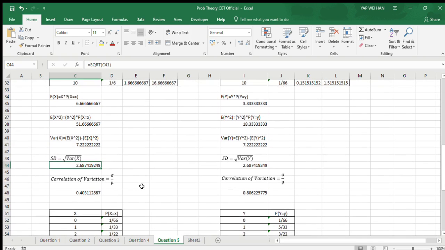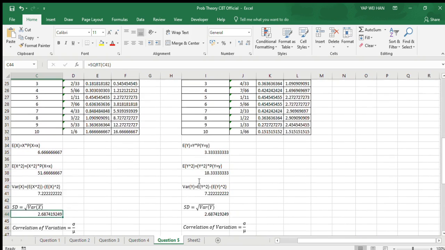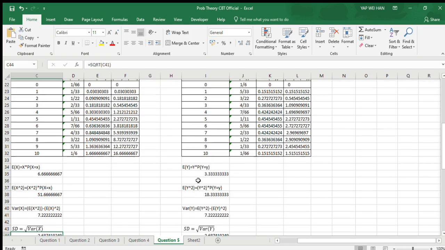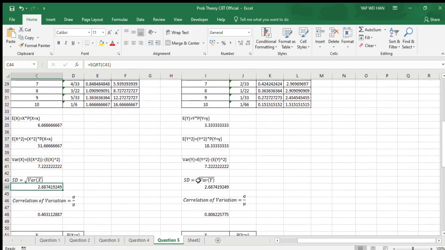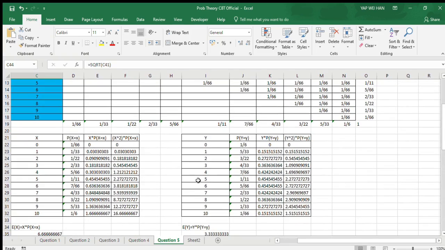So in order to find the coefficient of variation, we just use the standard deviation divided by the expectation. You will get 0.403. That is the coefficient of variation for X. Now, let's jump to the coefficient of variation for Y. It's actually the same thing, but there's a slight difference.